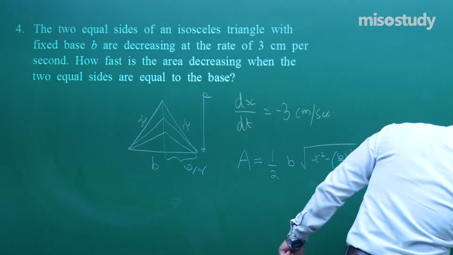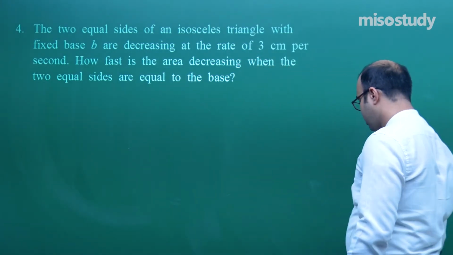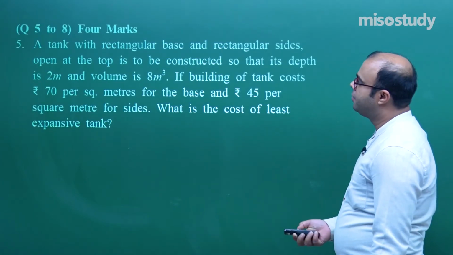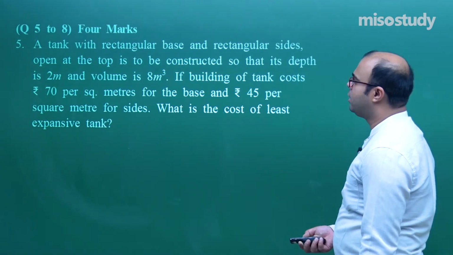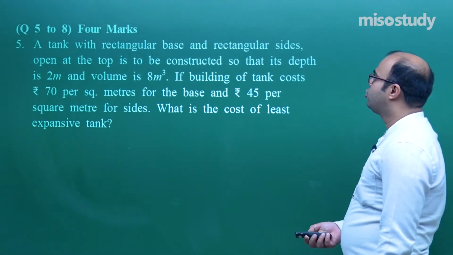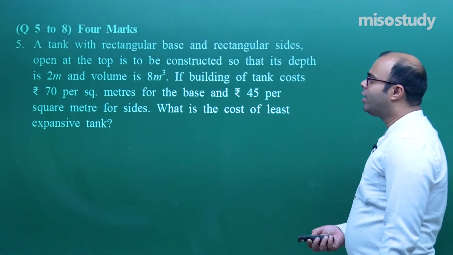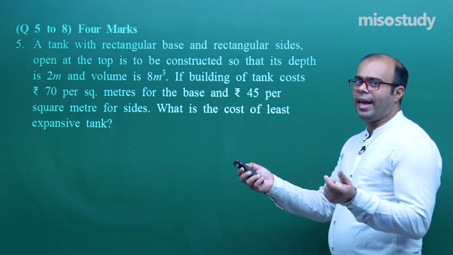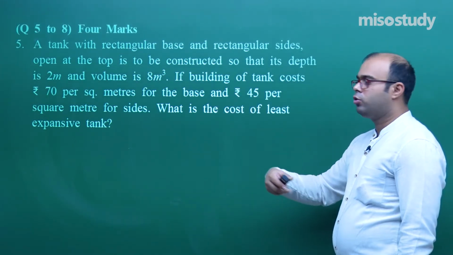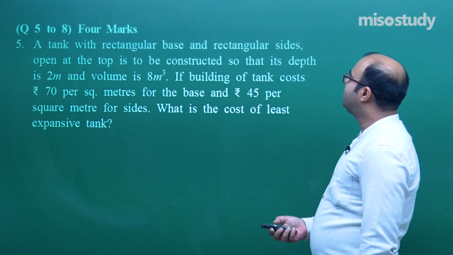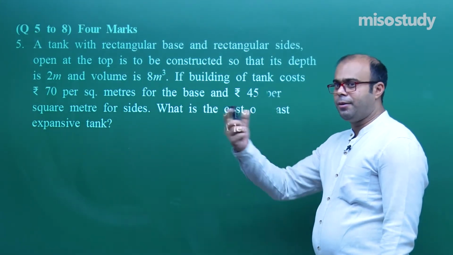So let us see what is there for us in the fifth question. Fifth question says, a tank with rectangular base and rectangular sides open at the top is to be constructed so that its depth is 2 meter and volume is 8 meter cube. So the tank is actually a cuboidal tank. It has a rectangular base and its height is also perpendicular to the base. So cuboidal tank, and it is given that its height is 2 meter, or we say depth is 2 meter, and the volume of the tank is 8 meter cube.